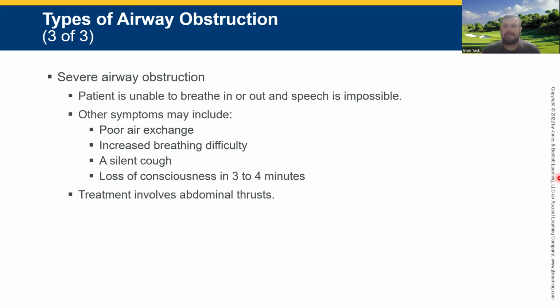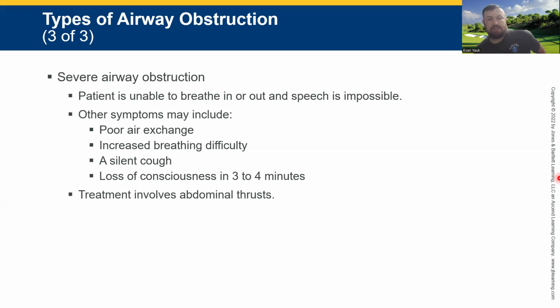Severe airway obstruction, you're going to get that universal choking sign. Okay, no matter where you're at in the world, if someone's doing this and they're turning bright red or blue, we have a severe choke. They're not making noises. They're not going to be able to cough. We've got poor air exchange taking place or no air exchange. We're going to notice that increased breathing difficulty. They're trying, but nothing's happening. Silent cough, they might be making the motion, but then nothing's happening.